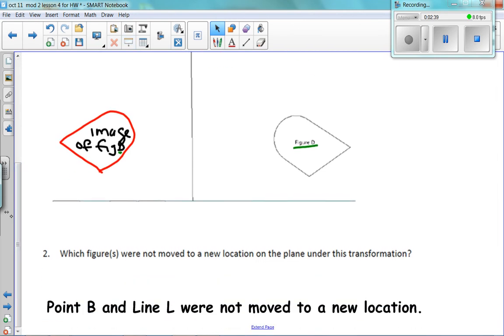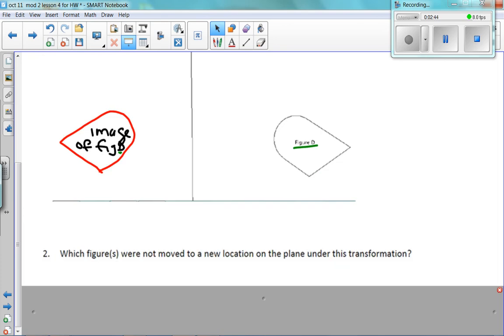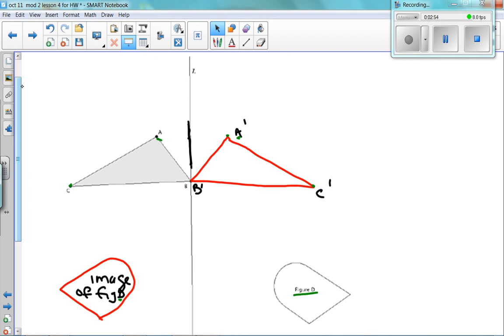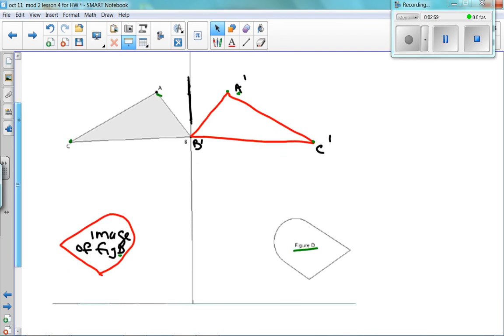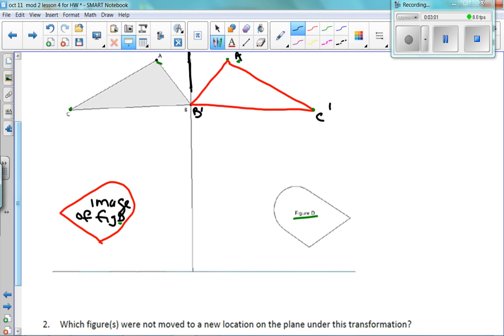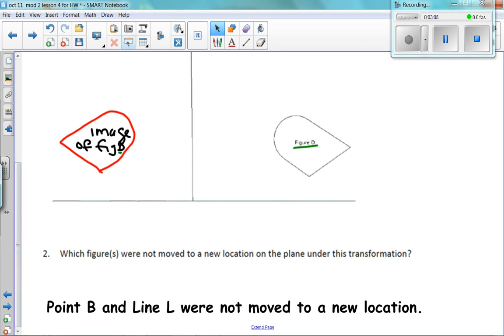First, let's answer question number 2, which said, which figures were not moved to a new location on the plane under this transformation? So what things in this diagram did not change? Well, the line of reflection didn't move, and point B didn't move. It still is in the same spot, but on the new image, we're calling it B prime. So those 2 were not moved to a new location.